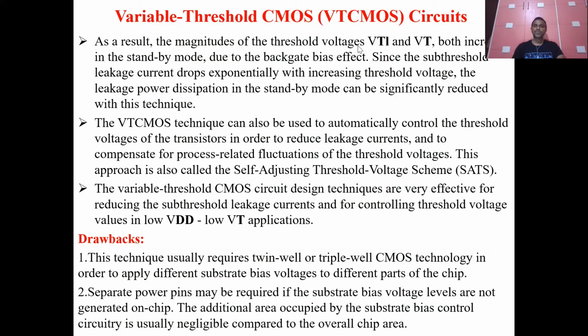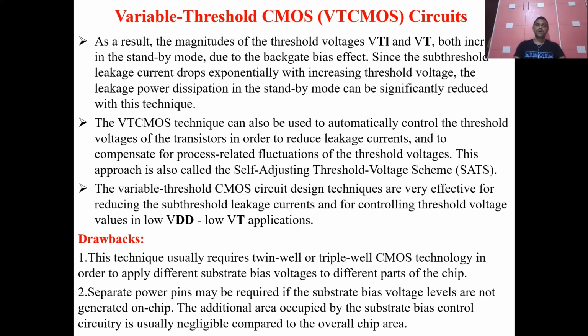As a result, the magnitudes of the threshold voltages both increase in the standby mode due to the backgate bias effect. Since the subthreshold leakage current drops exponentially with increasing threshold voltage, the leakage power dissipation in standby mode can be significantly reduced with this technique. Now, the VT CMOS technique can also be used to automatically control the threshold voltages of the transistors in order to reduce the leakage currents and to compensate for process-related fluctuations of the threshold voltage. This approach is also called the self-adjusting threshold voltage scheme, that is SATS.